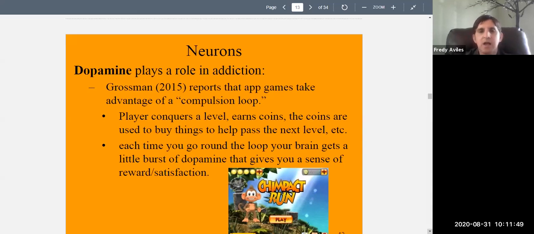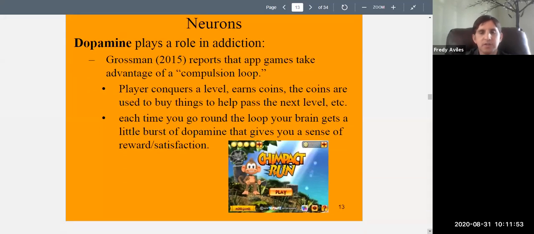dopamine. Dopamine plays a role in addiction. Some of you may be wondering about addiction, right? Addiction is partly related to dopamine, okay? Because when you get dopamine in your brain, it makes you feel really good. And then you want to feel good again, and then you want more dopamine is what happens.